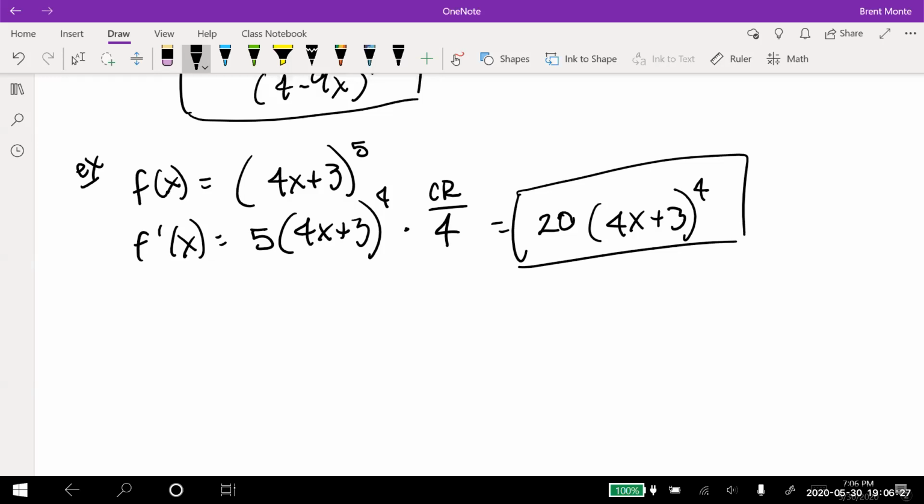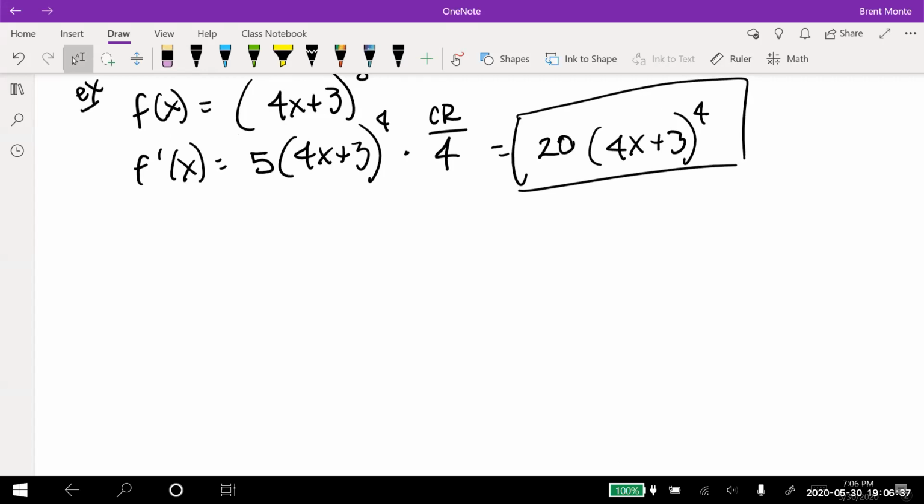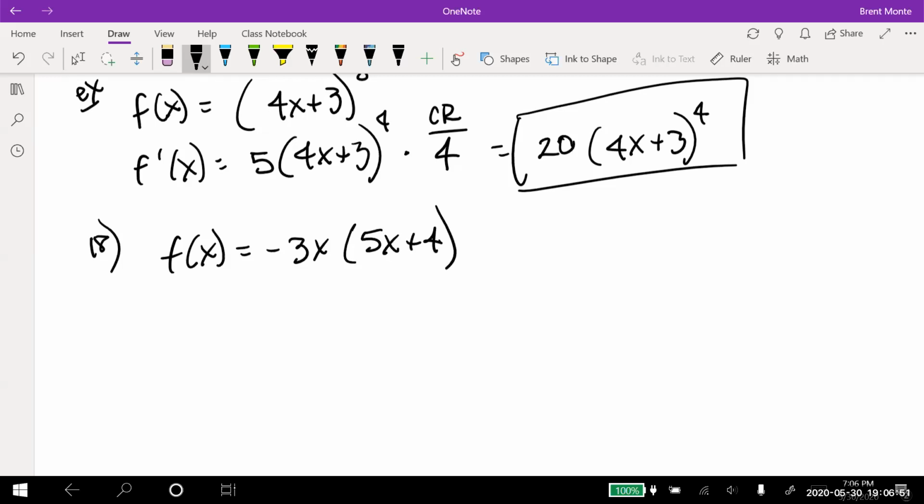So just to show you that the chain rule part itself can be really quick, although it might be buried in with, like the last problem had a quotient rule. We'll see what happens on this next problem. So the next problem I have picked up is problem 18. F of x is negative 3x times 5x plus 4 raised to the 6th power.